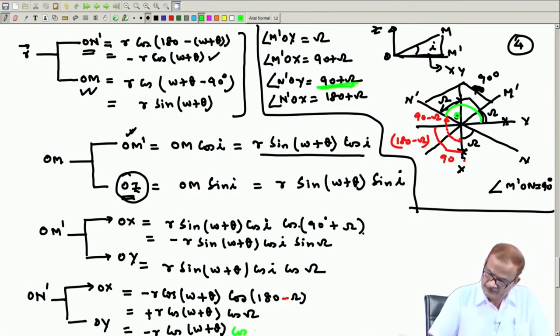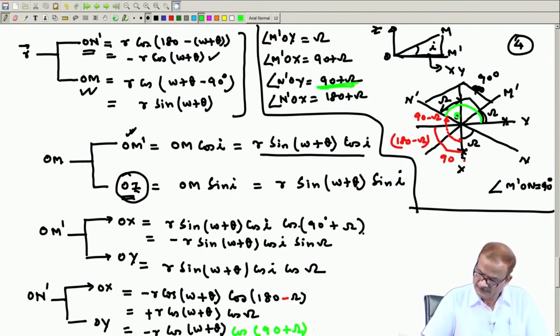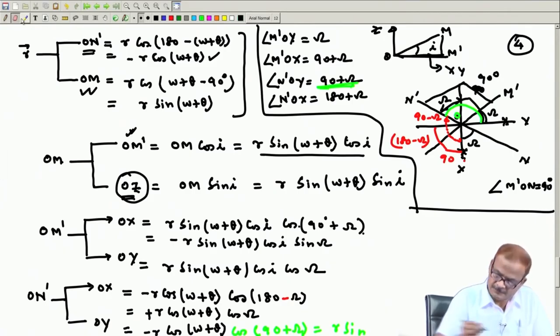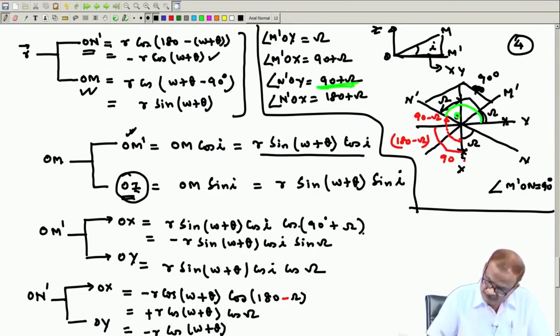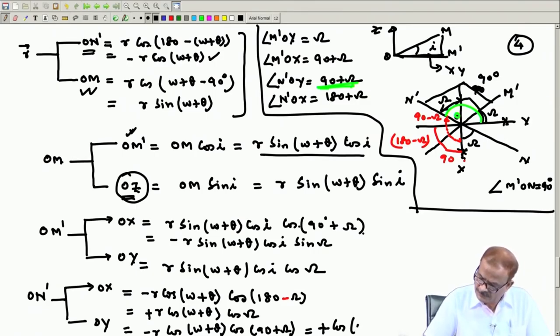So, this is cos of 90 plus capital omega, and we summarize it here, this will be plus sign. Cos of 90 plus omega equals minus sin omega, so minus minus becomes plus: cos(omega plus theta) and sin capital omega. So, these are the things we are getting.